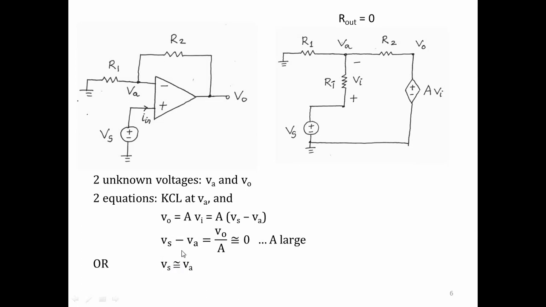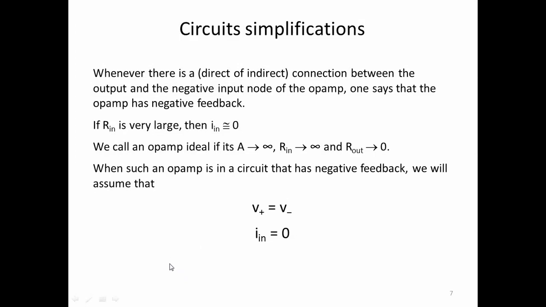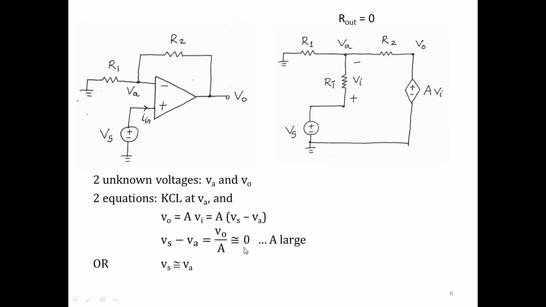So with this, we make a statement. All these are valid only if there is something connected between the output and the negative input of the op-amp. We'll see this later. I'm not explaining this right now. Maybe by the end of this lecture, I'll tell you a little more about it. But for this to be valid, it is required that there is a connection.